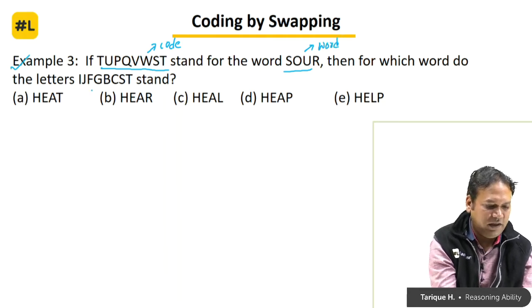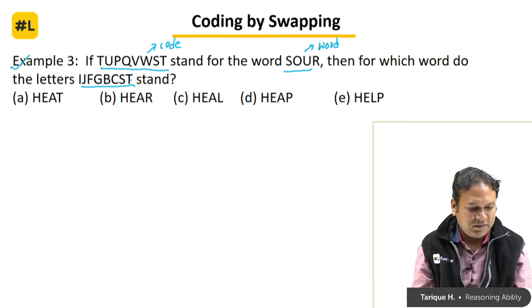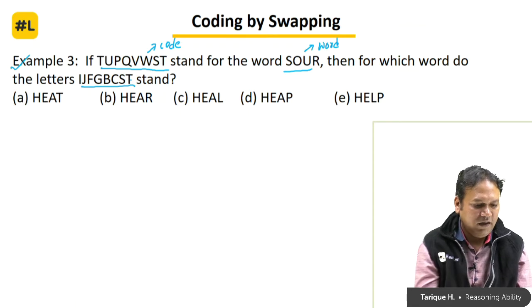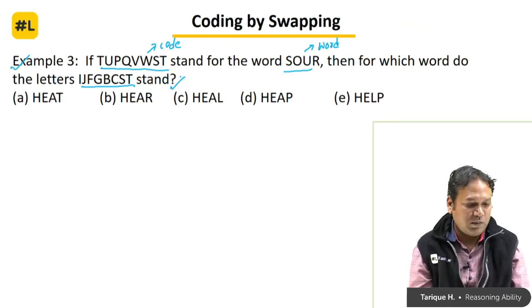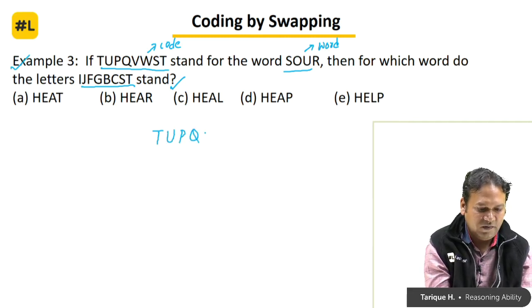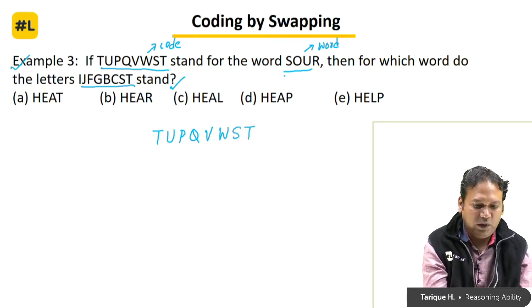So what will be the code for IJF? What does it stand for? What will be the answer? Observe the code here. T U P Q V W S T, and the code word, what is the word it stands for? This is the code and this is the word here, SOUR.